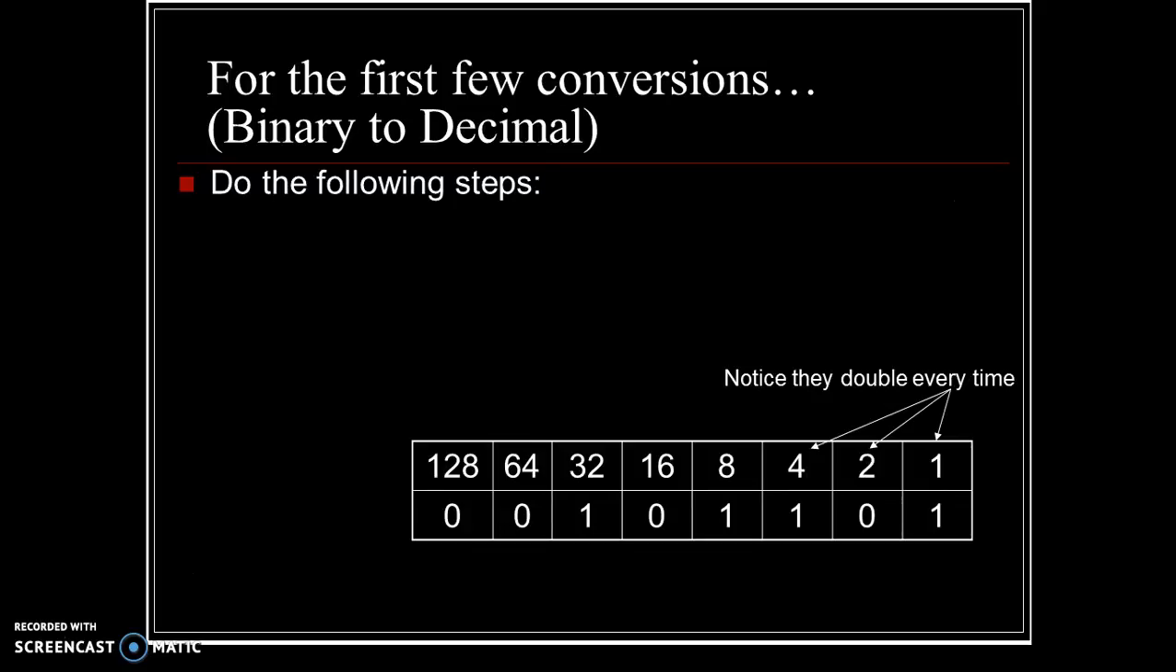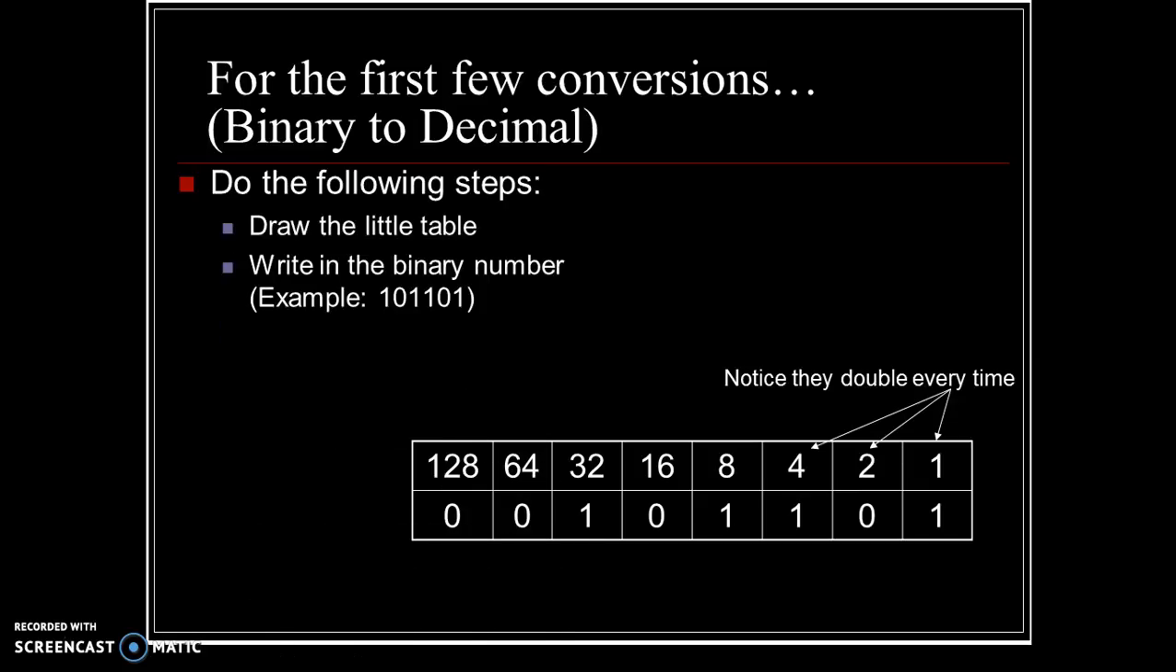And so we can do these conversions every time using our table. And I'd encourage you on the test to do that. Draw the table and use that table each time you do the conversions. So you draw the table, write in whatever binary number the teacher gives you, and then simply do the mathematics from there. Do multiplication.